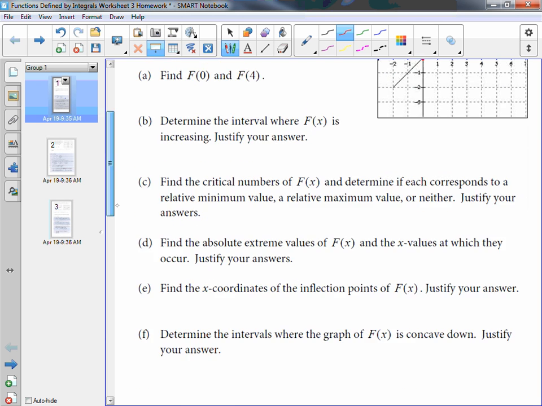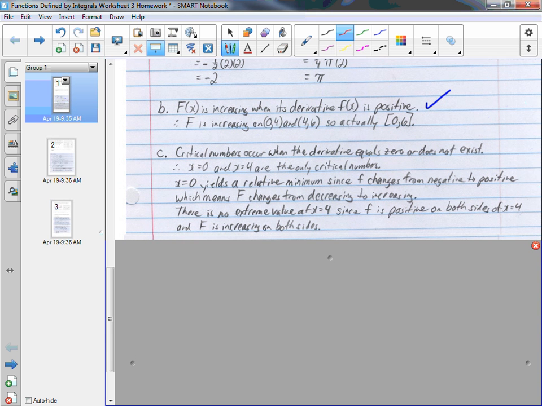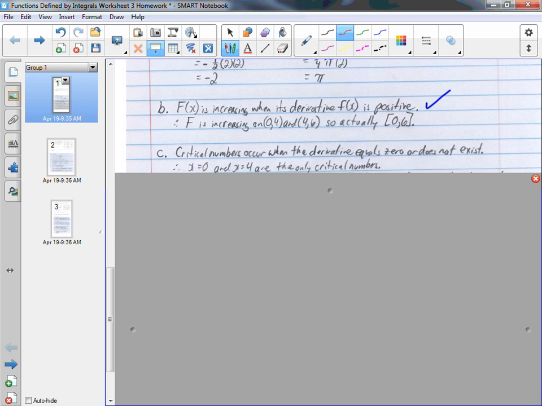No. So here's what I wrote. First, I'm justifying it all. Critical numbers occur when the derivative equals 0 or does not exist. Therefore, x equals 0 and x equals 4 are the only critical numbers. And you need to state that. I mean, I'm assuming on all of these we need to justify our answer. If they don't tell you to, you can just state them.